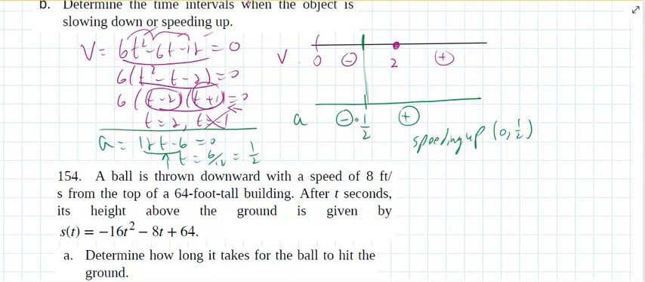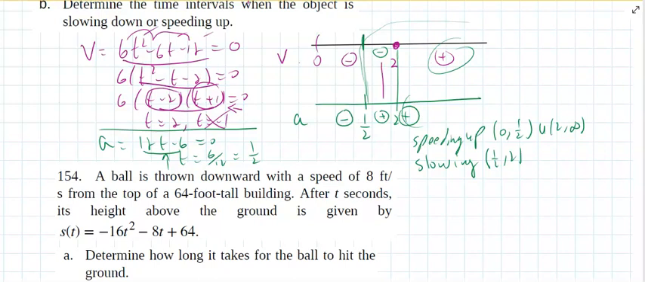What happens from 1/2 and on? From 1/2 to 2, isn't this positive? But this is negative? They have opposite signs. That means you're slowing down. And to the right of 2, aren't they both positive? So what happens here? Whenever the signs are opposite, you're slowing down. Whenever the signs match, you're speeding up.